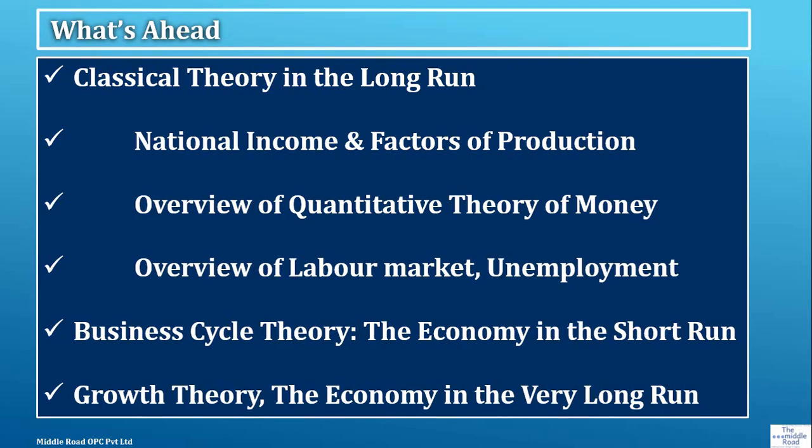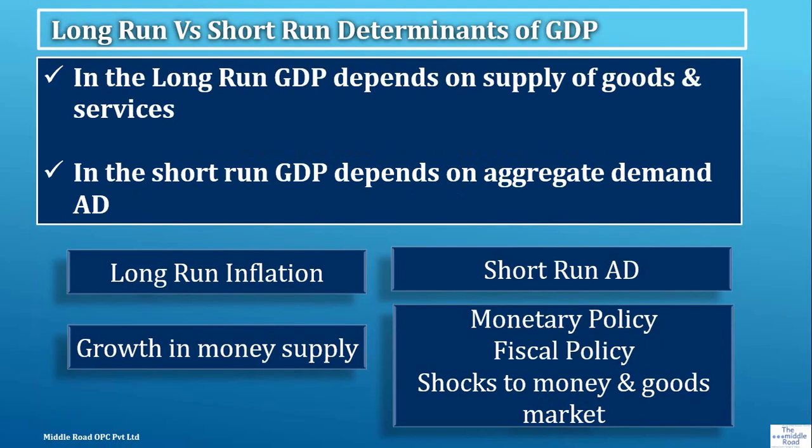Going ahead, in this series, what we're going to be discussing today is classical theory in the long term. We're going to be talking about national income and factors of production. Now this is going to go on. We'll see an overview of the quantitative theory of money, which is going to be 2-3 modules. We'll take separately the overview of the labor market. Today we're talking about business cycle theory, the economy in the short term, and growth theory, which is the economy in the long term.